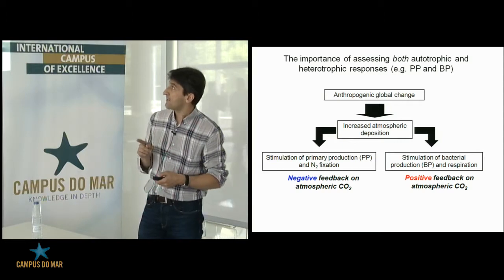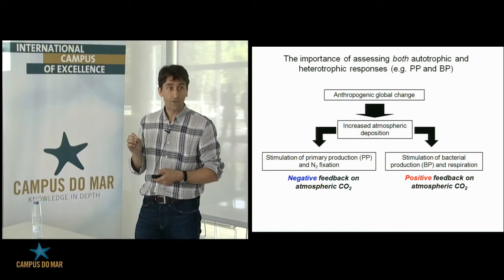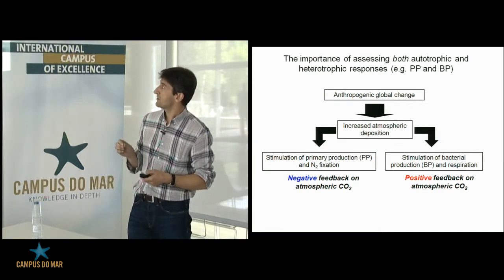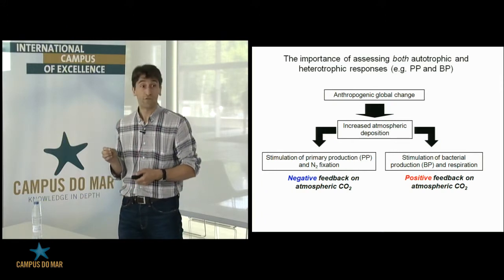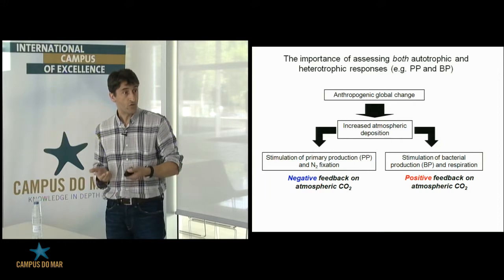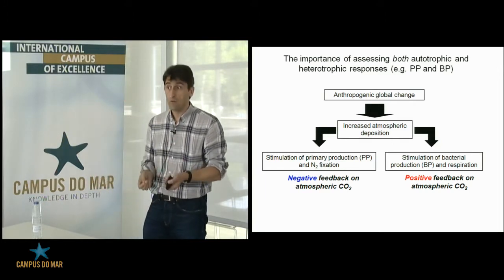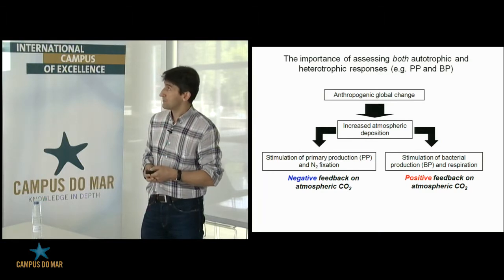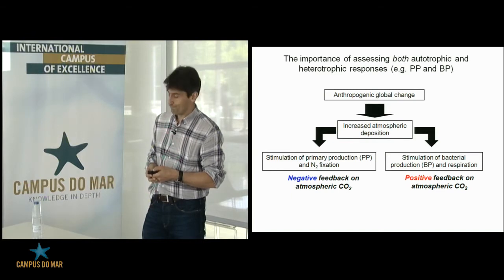On the other hand, if the stronger response is observed in bacterial production and bacterial respiration, then we have a positive feedback on atmospheric CO2, because if the stronger response of the organisms is that they respire more, then they will be sending CO2 back to the atmosphere. So that's why I think it is important to consider both autotrophic and heterotrophic processes together.